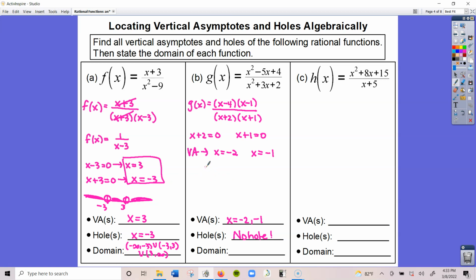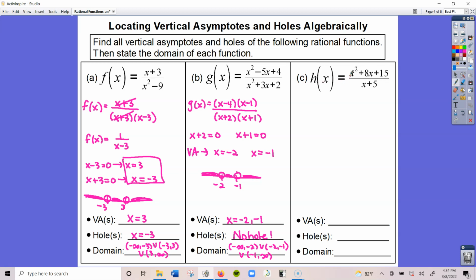Now for my domain. My vertical asymptotes are my excluded values. So here's negative 2 and negative 1. These are not included, but everything else is okay. So my domain is going to be from negative infinity to negative 2, union negative 2 to negative 1, union negative 1 to infinity.